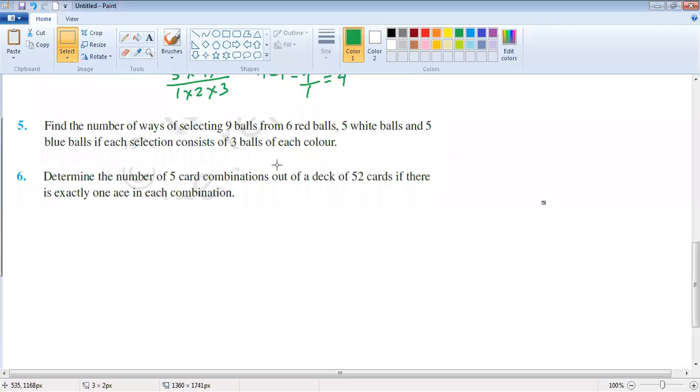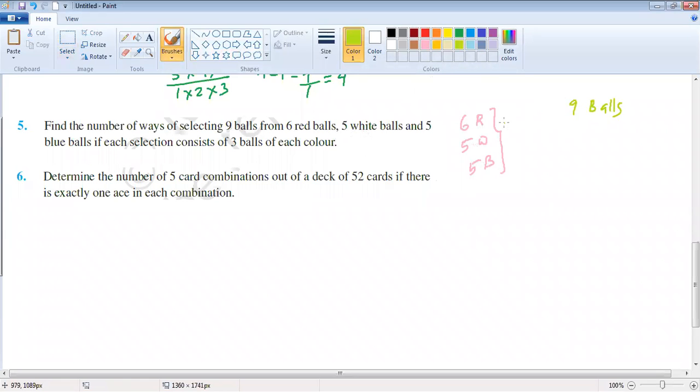Find the number of ways of selecting 9 balls from 6 red balls, 5 white balls and 5 blue balls if each selection consists of 3 balls of each color. So the balls you have available are 6 red, 5 white and 5 blue. These many balls are available. So total 16 balls are available. From this you have to select 9 balls.